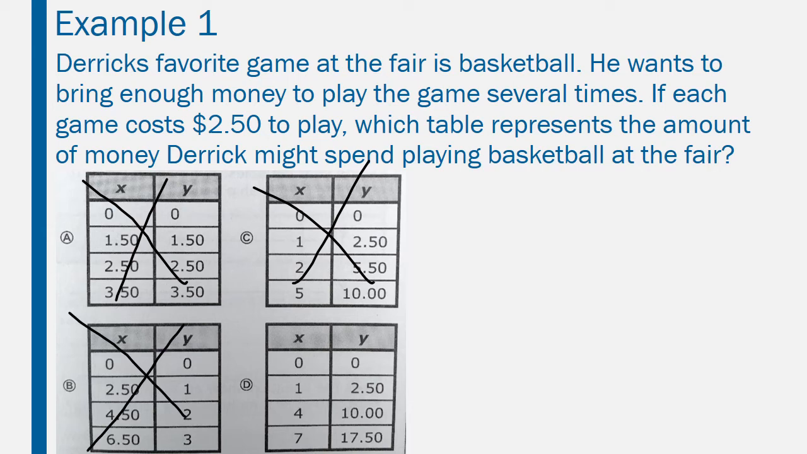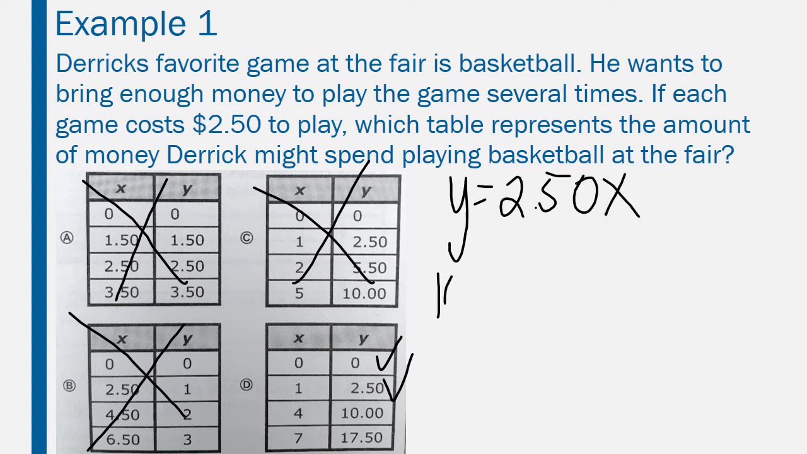That leaves us D, but we want to make sure. So we already know that 0, 0 is correct and 1, $2.50 is correct. Let's check and see if 4, $10 is. So our equation was y equals $2.50 times x. So let's plug it in. We got 10 equals $2.50 times 4. So go ahead and solve that right now.